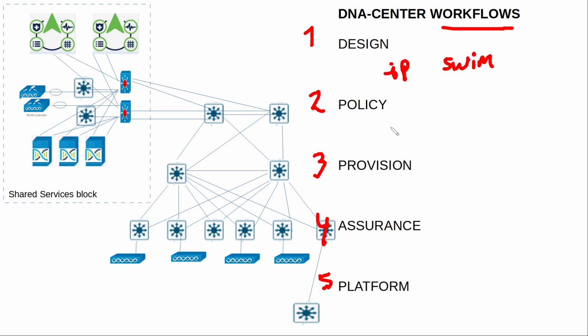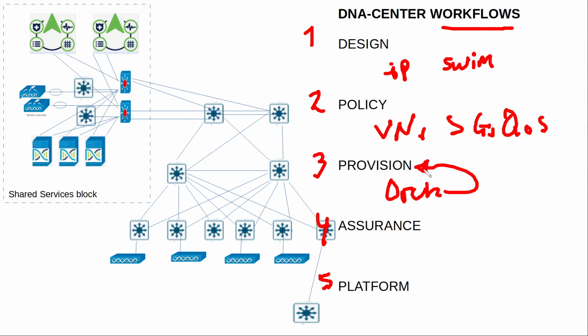Everything related to virtual networks or scalable group tags or quality of service, you will perform that in the policy workflows. Everything related to orchestration, you could do so in the provision workflows. Everything related to assurance, for instance, proactive monitoring, issue management, dashboards, that will go into the assurance workflows. And everything related to third-party integrations using this DNA Center APIs, you will configure that in the platform workflows.